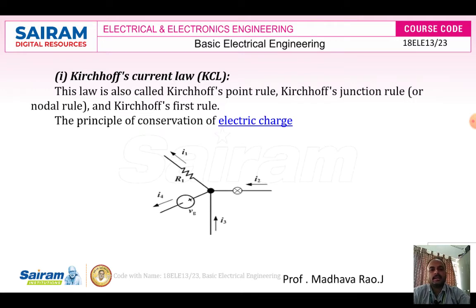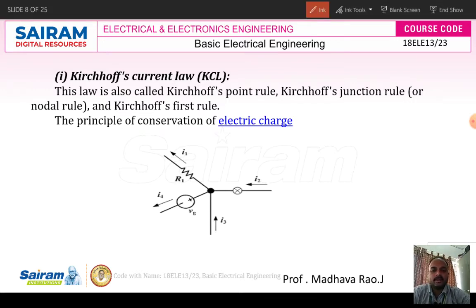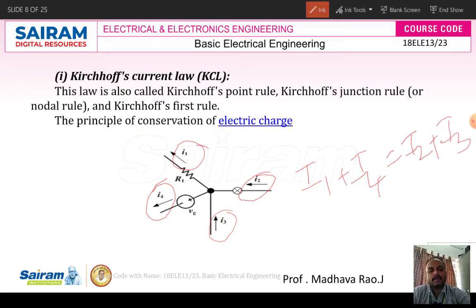So here, according to the KCL statement, we can write. What are the incoming currents and what are the outgoing currents, you assume it. I2 is the incoming current to the junction, I3 is also incoming current to the junction, and I1 and I4 are outgoing currents. According to KCL statement, I1 plus I4 equal to I2 plus I3. One more way we can define KCL: algebraic sum of all the currents at any junction in any electrical network is equal to 0. So here we can write I1 minus I2 minus I3 plus I4 is equal to 0.